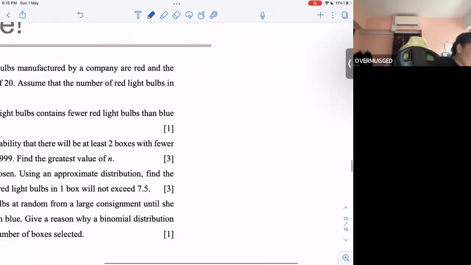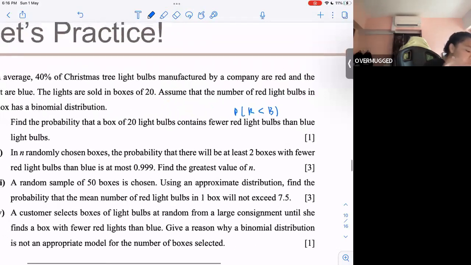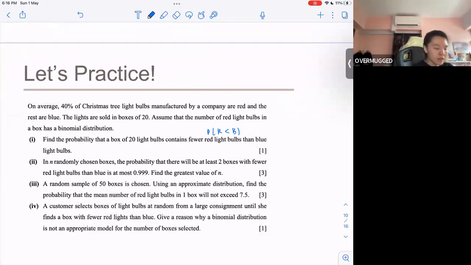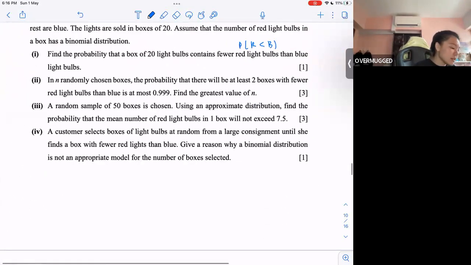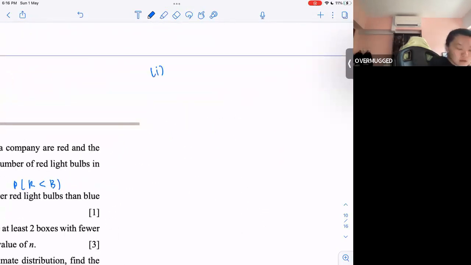So your red has to be less than your blue. You're supposed to find this probability. How do you even start doing this question? This one is a bit tricky, so let's go through it together. First of all, you're going to let random variable X be, let's say, the number of red light bulbs.